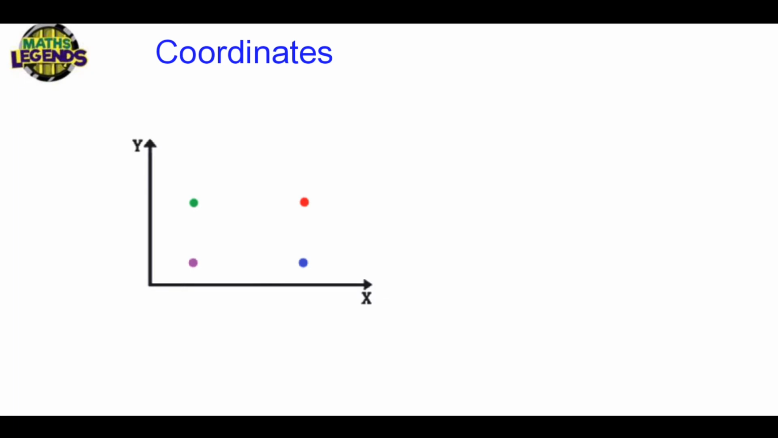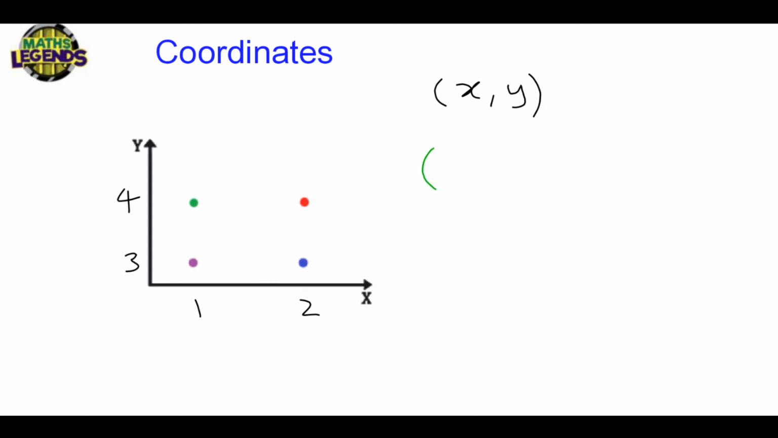Coordinates. So here we will look at a 2D graph, and we are going to look at how to determine the position of each of these dots: green, red, blue and purple. Now, to help us determine the position, we need to know about coordinates. The coordinates are given by the value of your x-axis over here and your y-axis over here. And the coordinates are written in the form x, y. So let's give this grid some numbers: 1, 2, 3 and 4.